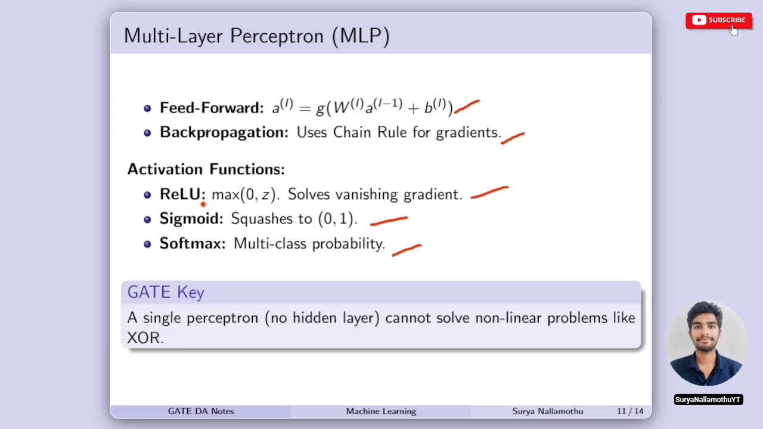Mainly we use ReLU as the activation function. Then after that the sigmoid function. The third option we have is the multi-class probability function, softmax. The key point is that a single perceptron has no hidden layer and cannot solve non-linear problems like XOR. So XOR gate related problems we need to solve by applying a multi-layer perceptron, because in the single layer perceptron there are no hidden layers. That's why we can't solve that there, and that's why in the multi-layer perceptron we can definitely solve the XOR conditions. This way we apply the multi-layer perceptron to these problems.